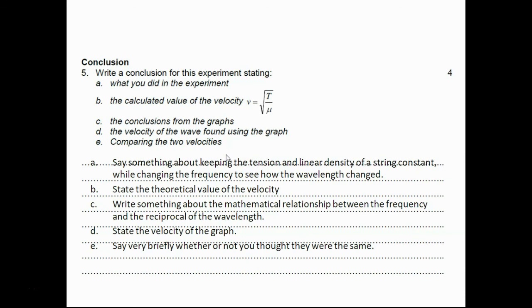The C, the conclusions from the graph. Well, again, here, just write something about the mathematical relationship that we found between the frequency and the reciprocal of the wavelength. For D, the velocity of the wave found using the graph, all you need to do here is state the velocity from the graph. For E, comparing the two velocities, just say very briefly whether or not you thought they were the same. After this, we can look forward to doing the second phase of this experiment.